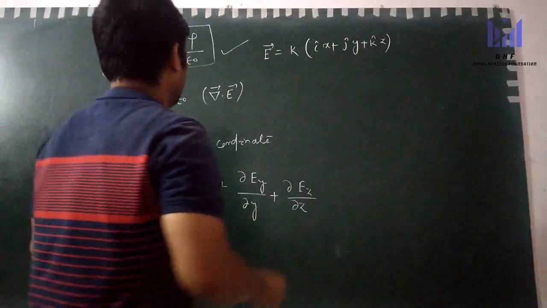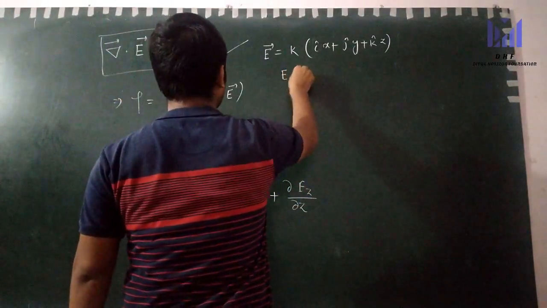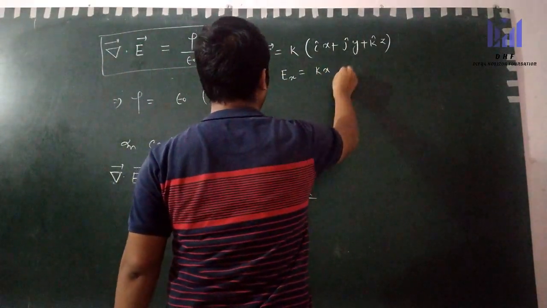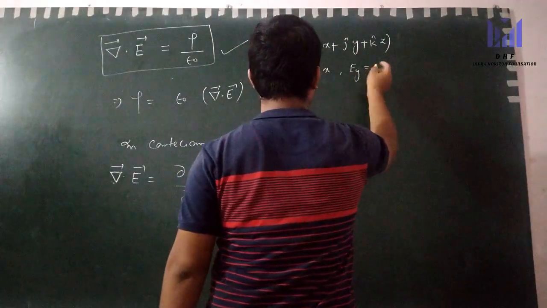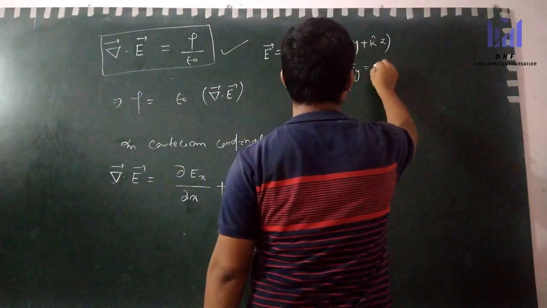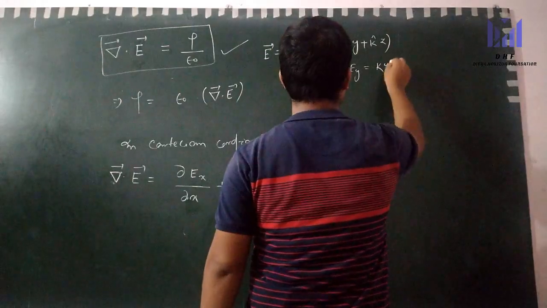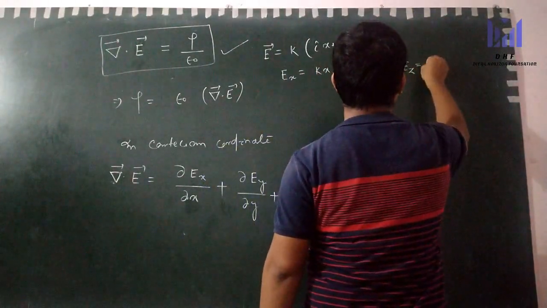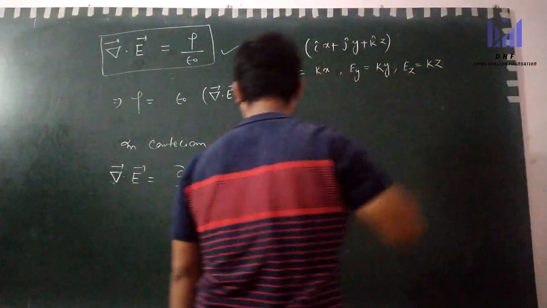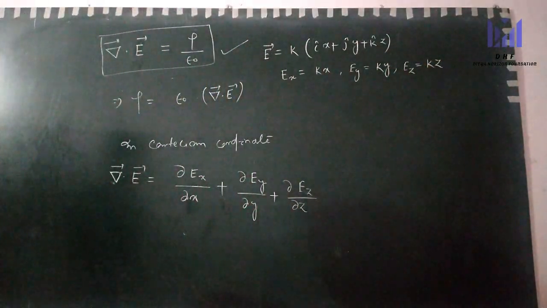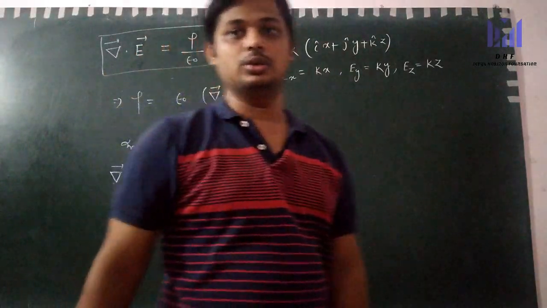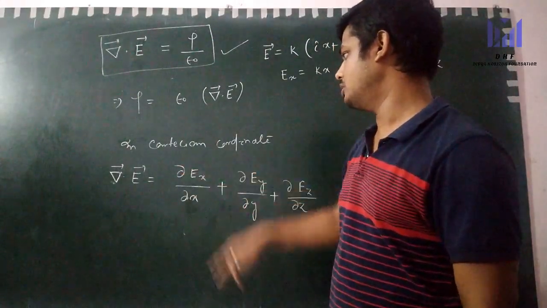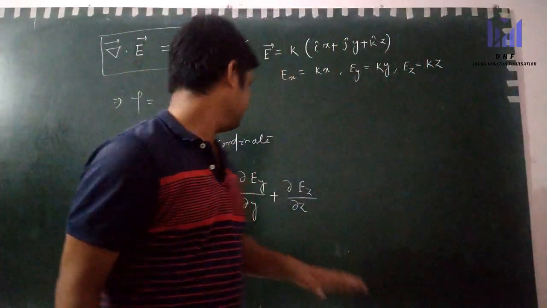So Ex, the component of the electric field in the x direction, will be equal to kx, Ey at that point will be ky, and Ez at that point will be kz. These are the three components of the electric field in three perpendicular directions, and we calculate the divergence of E by using this expression.